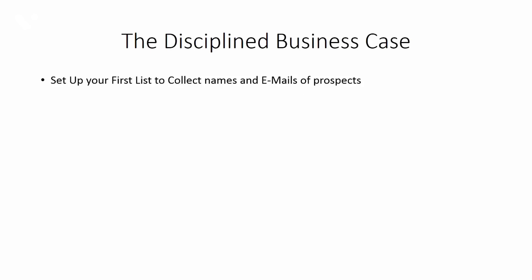Okay, so the first thing, obviously, you're going to need to do is set up your first list to collect names and email addresses of prospects. And it doesn't matter where you're setting this up, where that opt-in page is going to be. You want to set up that first list to collect names and email addresses of prospects only.